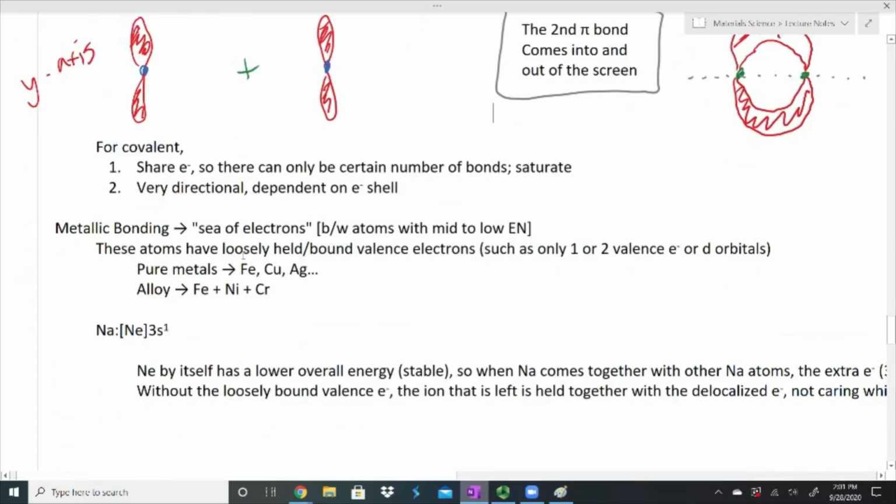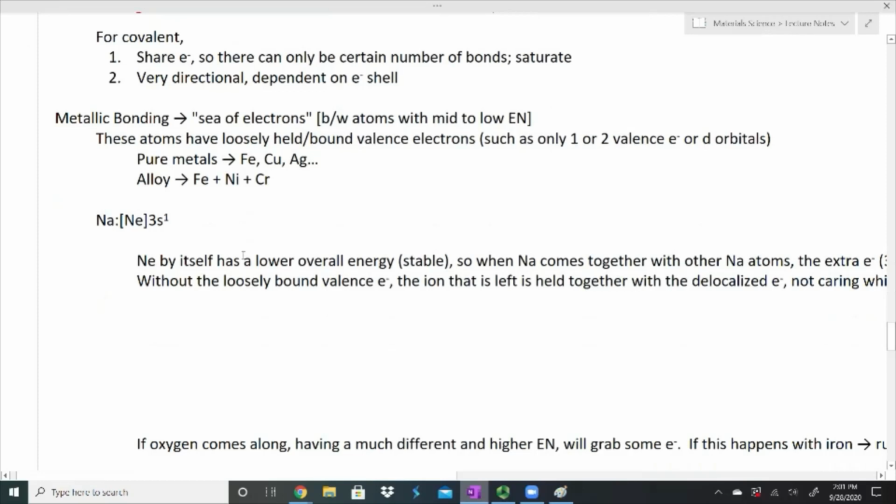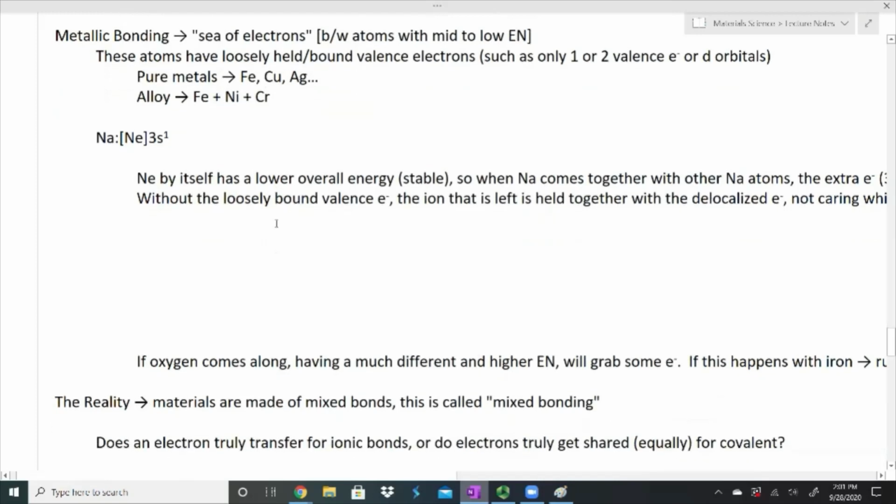All right, this one's going to be a quick one. Metallic bonding. Metallic bonding is often called a sea of electrons. It's between atoms with mid to low electronegativity. These atoms have loosely held or loosely bound valence electrons, and there are some types of materials we could think about. They're loosely bound because maybe they only have 1 or 2 valence electrons, or maybe they have d orbitals, and so there are some things going on here.